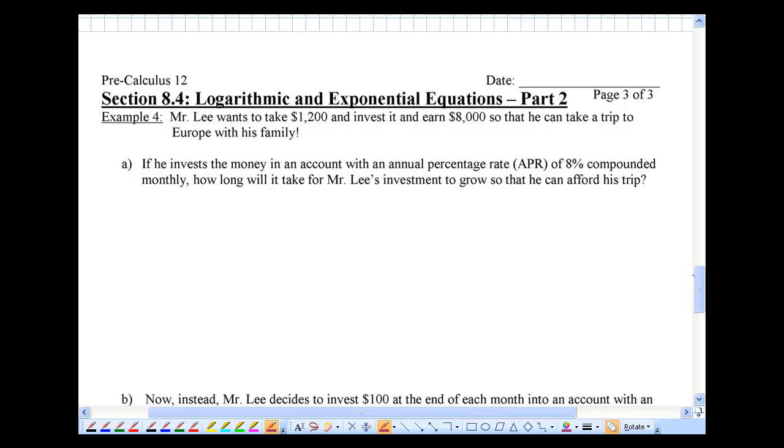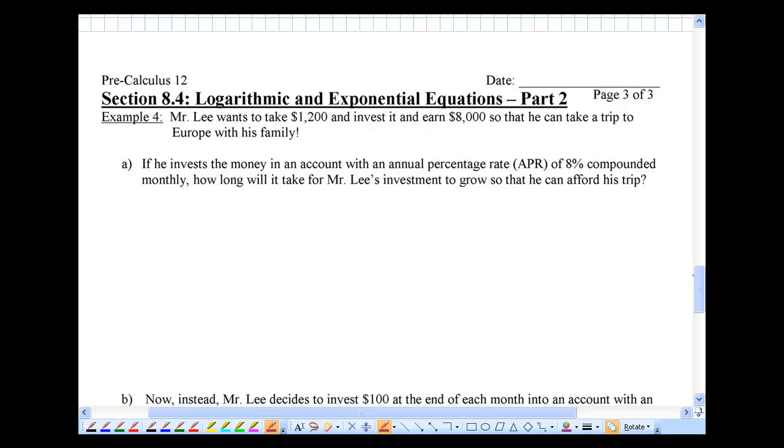Now, once again, I've got $1,200 and I want to invest it and earn, I guess it's 8,000 here, so I can take a trip to Europe with my family. Yay, yay, yay. $8,000. That's a pretty cheap trip. Oh well, whatever. I'm cheap.